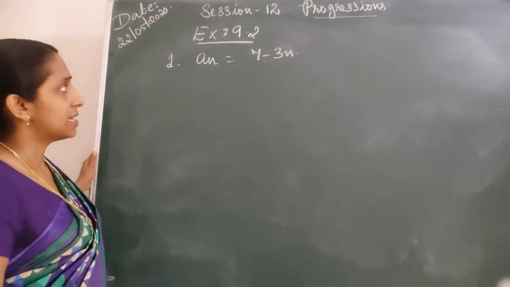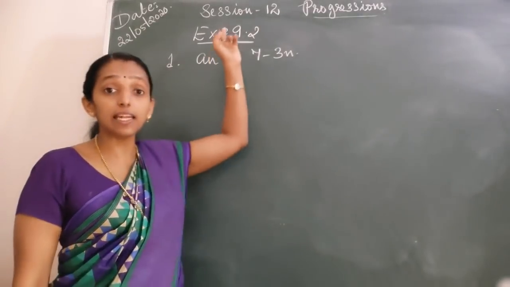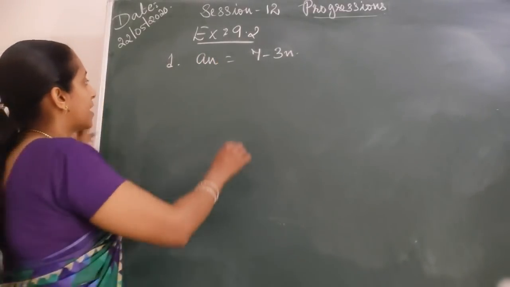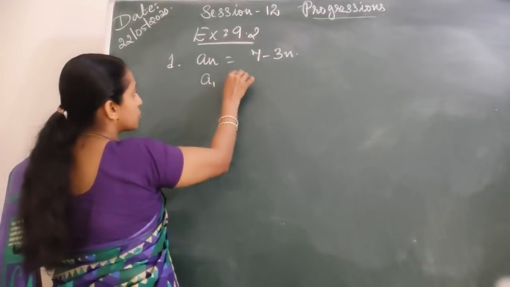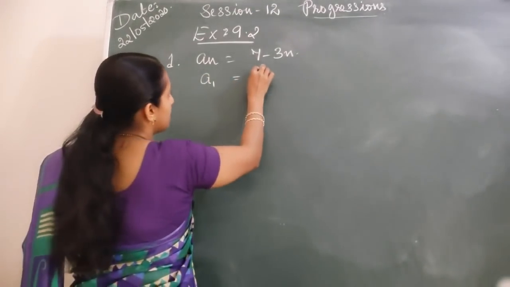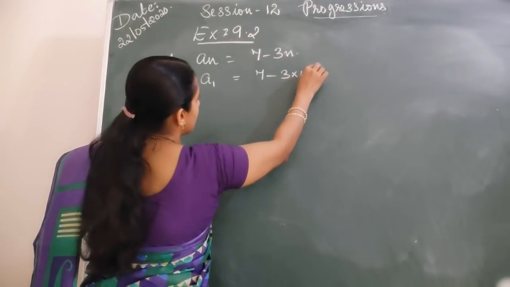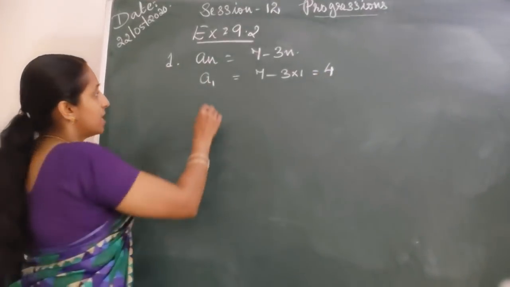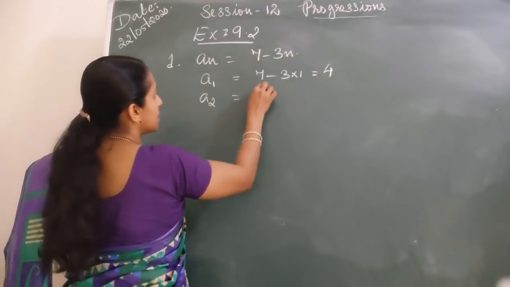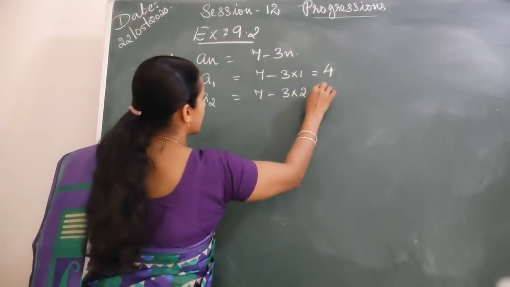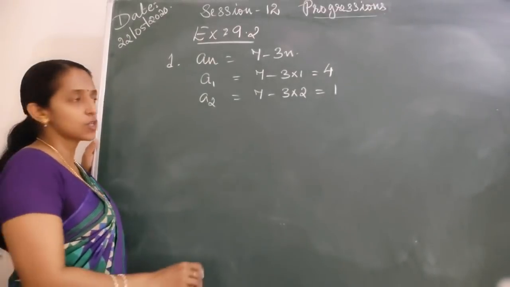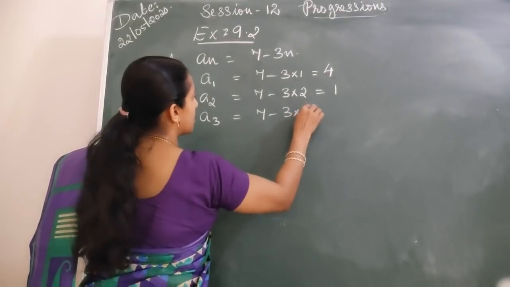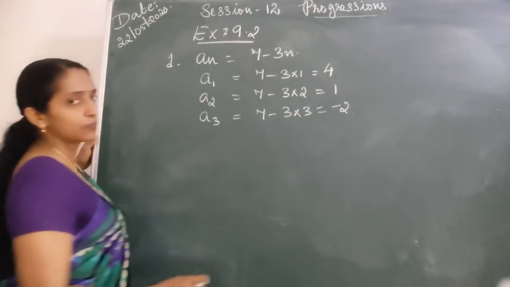7 minus 3n. What is given? The nth term is given. If in the place of n you substitute 1, of course, you will get the first term. A1 will be 7 minus 3 into 1. What will you get? 7 minus 3, 4. Right? A2 will be 7 minus 3 into 2. What will you get? 7 minus 6 is 1. A3 will be 7 minus 3 into 3. 7 minus 9, you get minus 2.